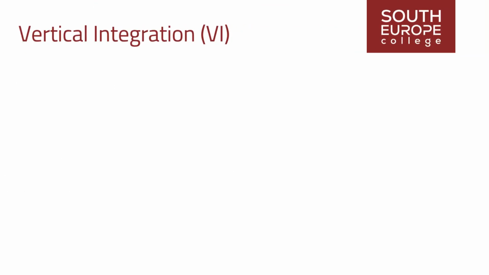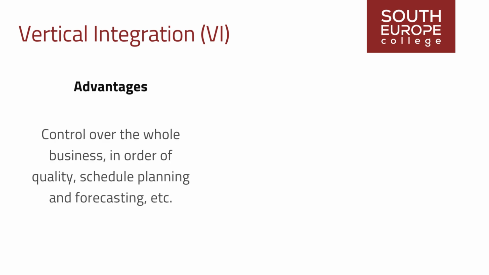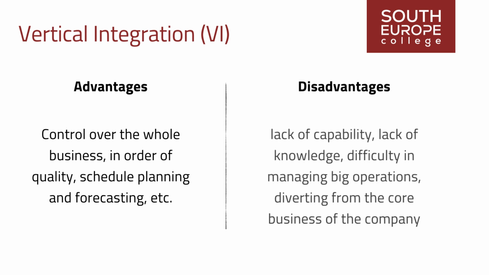Vertical integration, VI, also has some advantages, like control over the whole business in terms of quality, schedule planning and forecasting, etc. But generally, vertical integration has more disadvantages than advantages, such as lack of capability, lack of knowledge about the raw material business, difficulty in managing big operations, and diverting from the core business of the company.